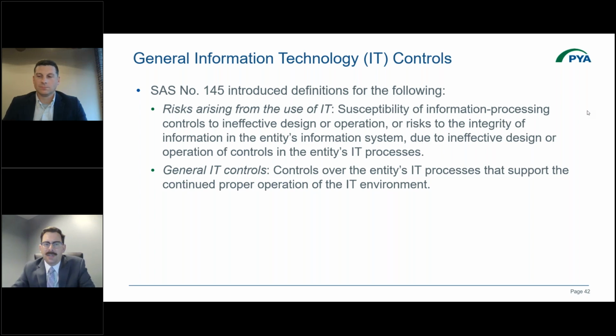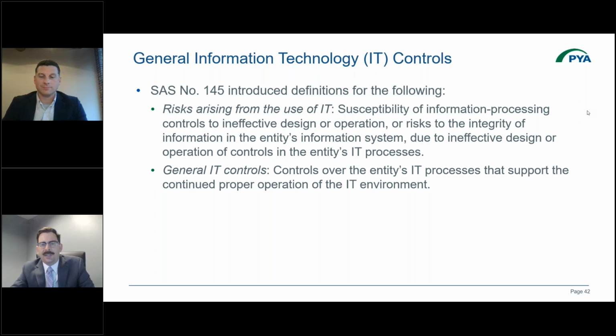There are two new definitions here. The first is risks arising from the use of IT. That is how susceptible information processing controls are to ineffective design or operation. So essentially, it's the risk that the IT system is putting out bad data, or the risk that the information processing controls are not set up correctly.